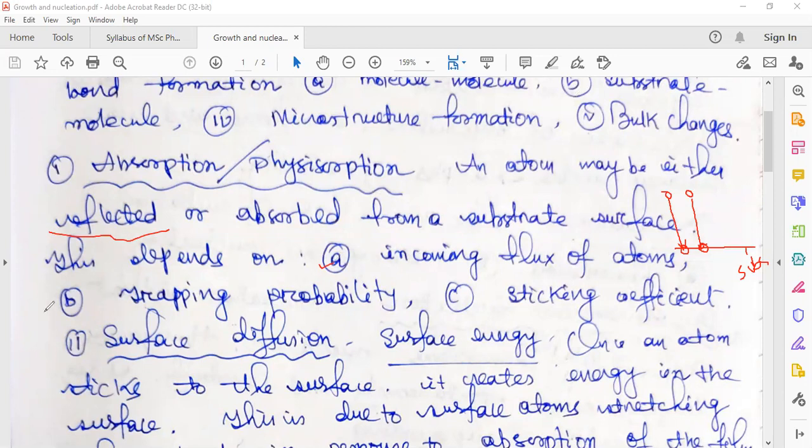Then trapping probability. What is the trapping probability of these atoms on the substrate? Will they be trapped or not trapped? Will they just stick to the substrate like that? And sticking coefficient: sticking means whether they will stick to the substrate or not. So on these various things, the probability of absorption or physiabsorption will depend.